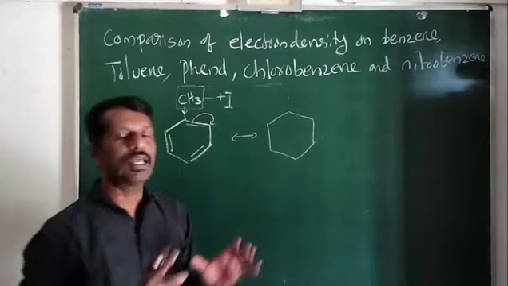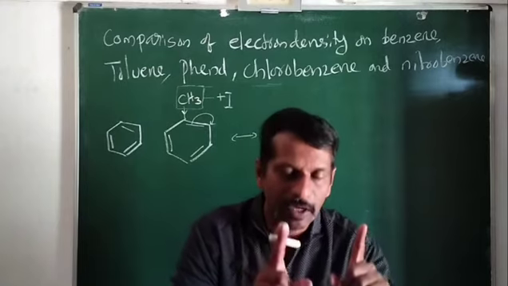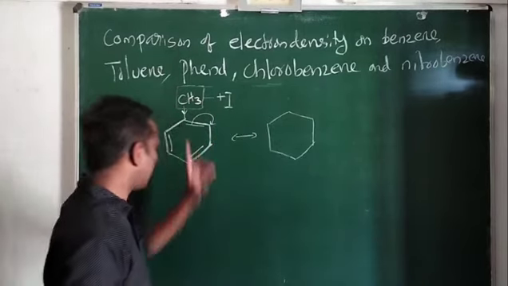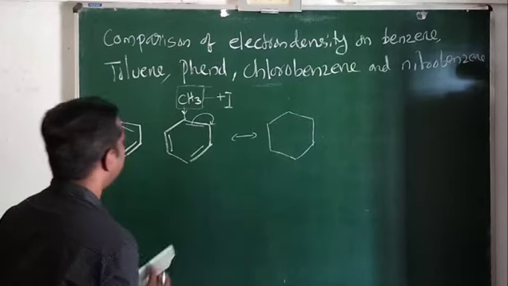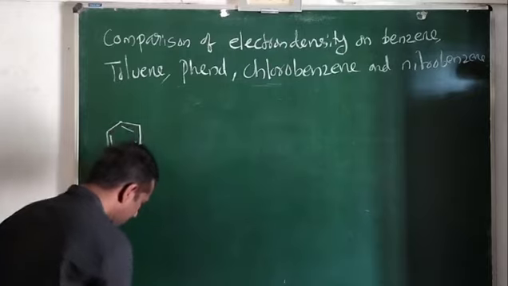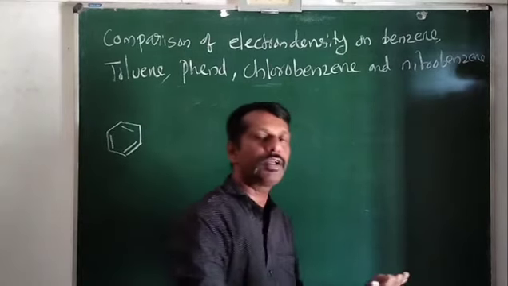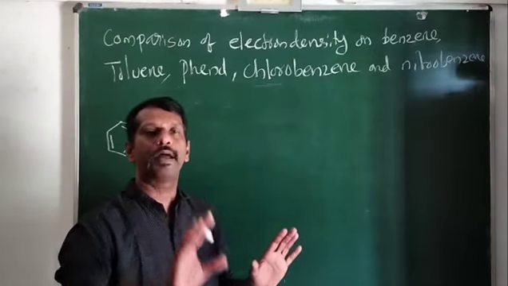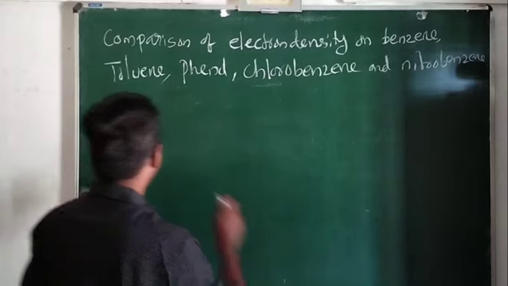Because of plus I effect, we can see that the ortho and para positions are negatively charged in methyl benzene. This is one factor. Now next, again I am explaining, so keep it in mind. In methyl benzene there is plus I effect, electron pushing effect. Therefore ortho and para positions will get a negative charge. Okay, now second factor, look at it here.